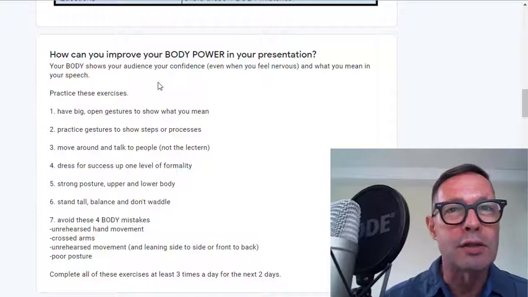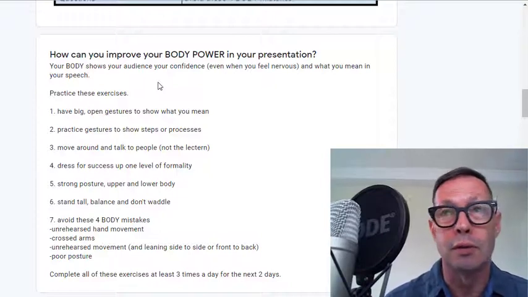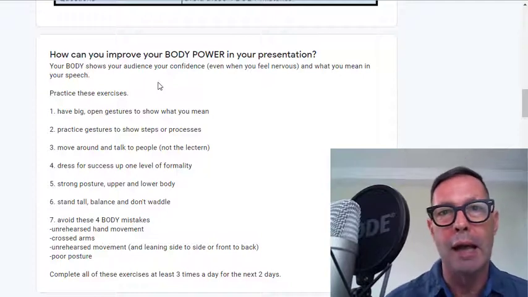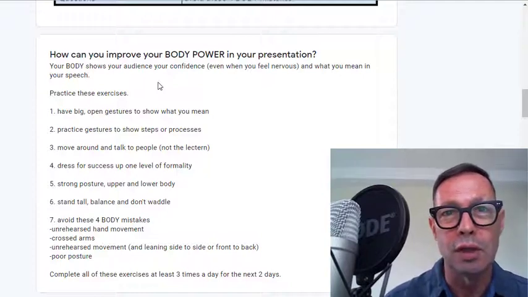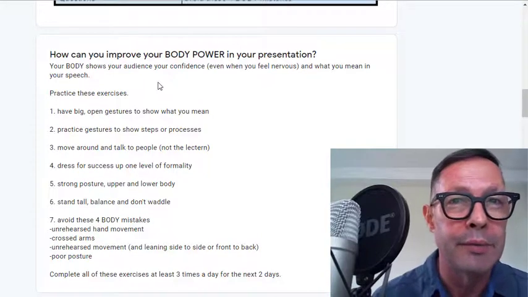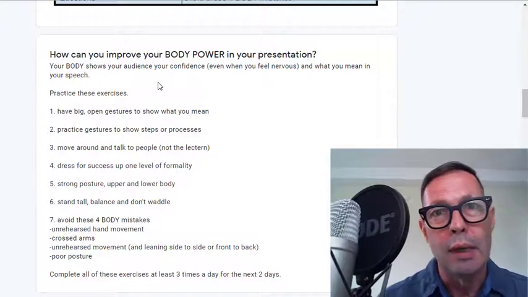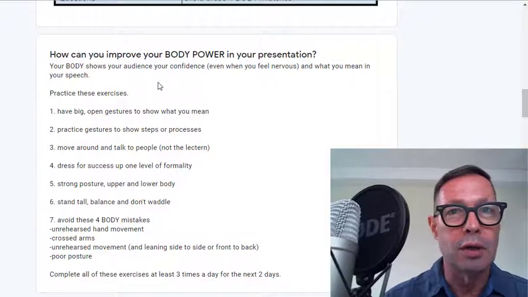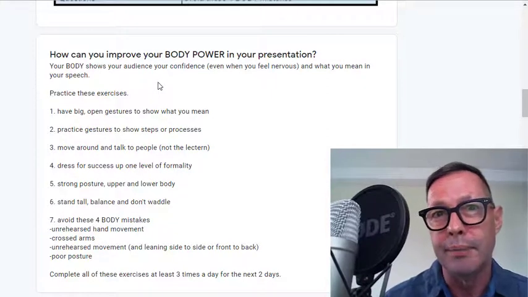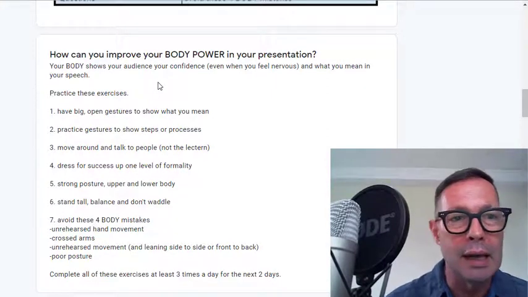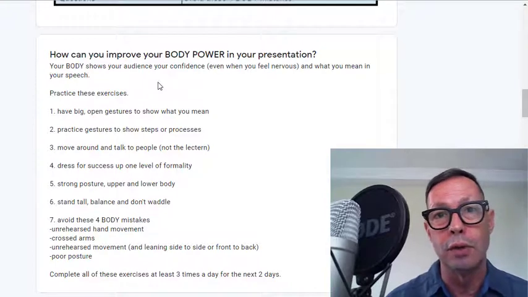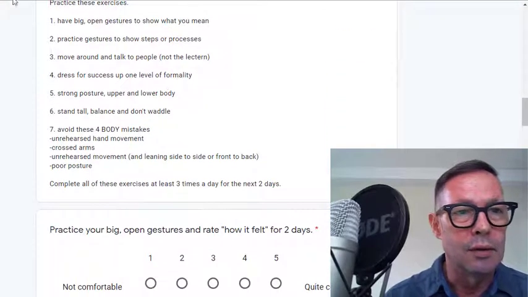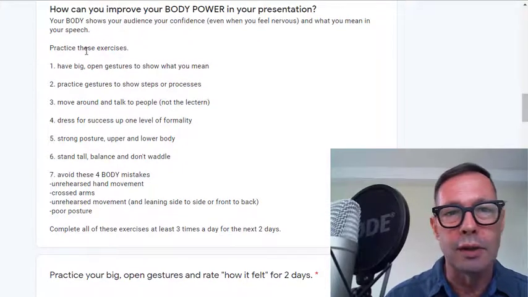So that's why it's so important for you to know your body and practice and rehearse so you can connect with your audience with your body. And there's a couple things. One is when you know your body and how you're moving around, you can show confidence even if you're not feeling it. And you can, again, connect and demonstrate what you mean to your audience. So let's get into it. Here are your exercises for the next 2 days.